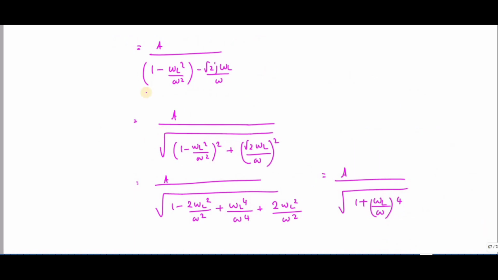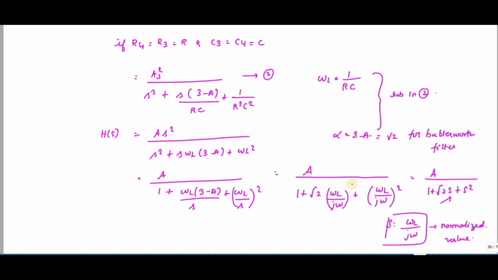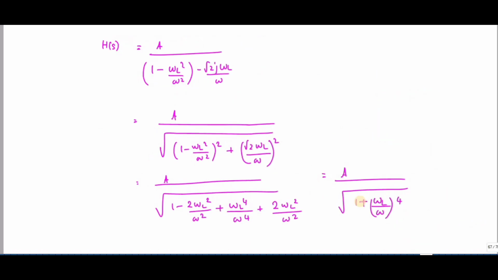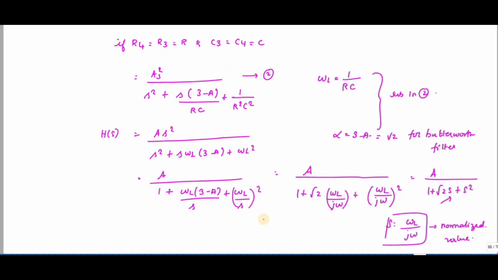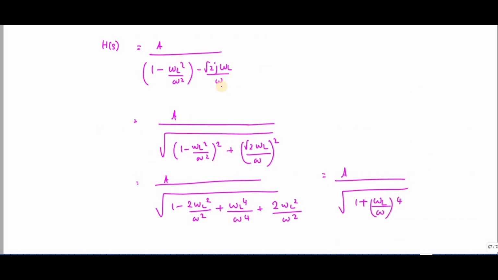So H of S, I can write it as, by substituting, I'm taking this equation, okay, and I'm going to separate in this term. So this I can write as A divided by 1. If I subtract j and j here, I will get 1 plus j root 2 omega L divided by omega minus omega L square divided by omega square. Okay. So this is what I have written here. Okay.